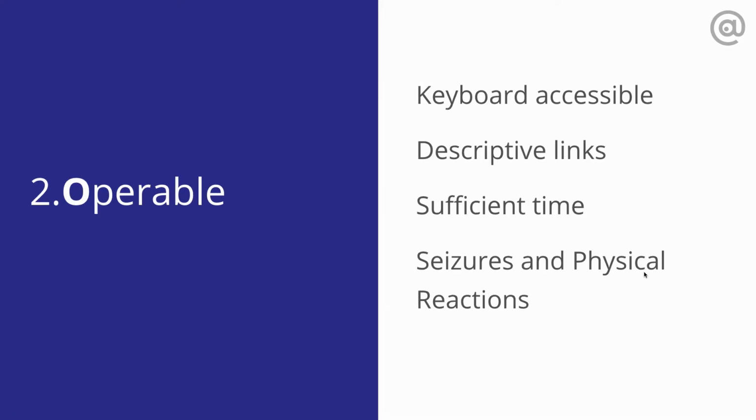The second one is operable, which means that people need to be able to interact with their emails in alternative ways. In order to do so, you need to make your emails easy to navigate with keyboard, mostly tabs. Use descriptive links to help people understand what a certain link does. Display elements for sufficient time. It's especially important when you have animated GIFs in the email and avoid using visuals that can cause seizures or other unwanted physical reactions.